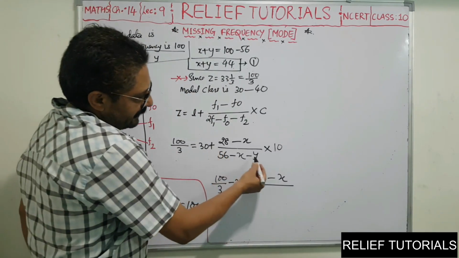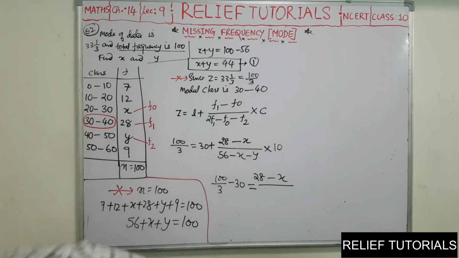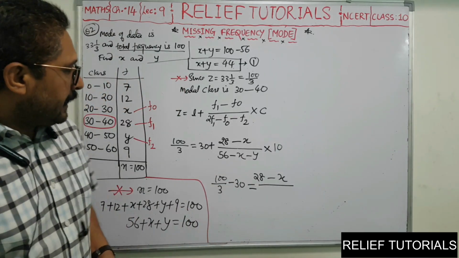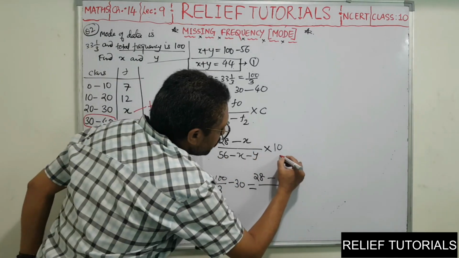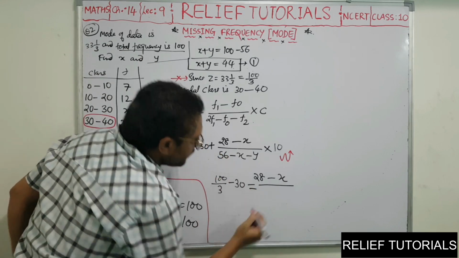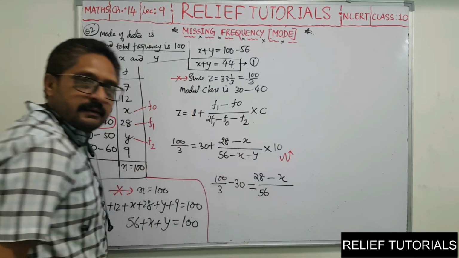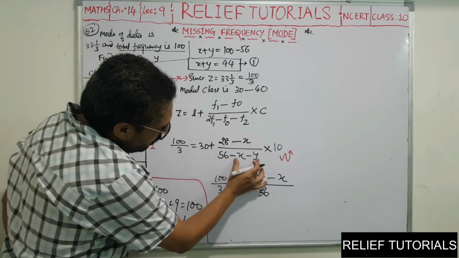What can you do here? Now I will take minus common here. Just a minute. I will take minus common. This is the turning point. I will take minus common. See here, what is this? 56. Clear? I will take minus common from these two terms.